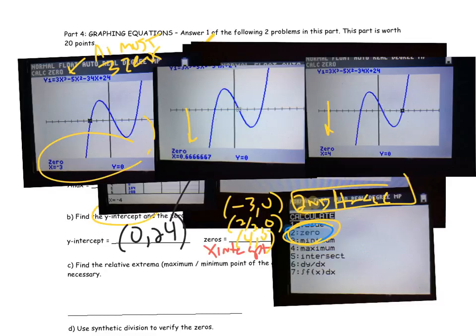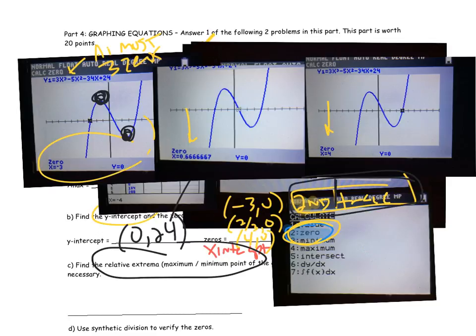Now to find the relative extrema, the maximum and minimum points along the graph. Here we have one maximum and one minimum. We go back to the second Trace Calculate menu, and to find the maximum, we go to option 4. To find the minimum, we go to option 3. Just like you did for the zeros, you move your cursor to the maximum, go a little bit to the left, press enter, then go a little bit past the maximum to the right, press enter. You basically have to give your calculator a range in which to look to find these relative extrema. So the relative extrema are the maximum and minimum points along the graph.